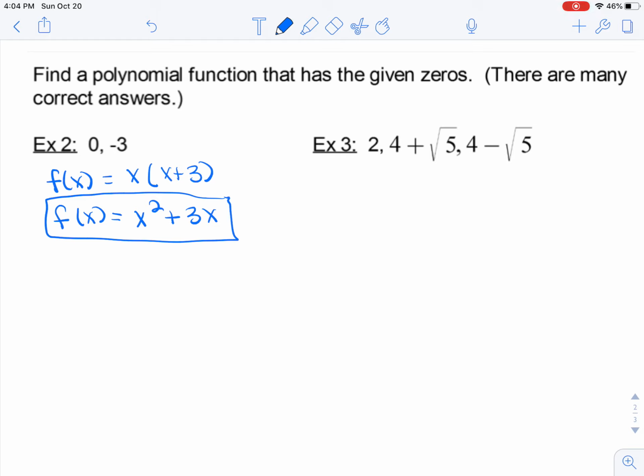If you look at example 3, this one's a little bit more complicated. So I would get for my function, if I have these 3 zeros, so I have 2, 4 plus square root 5, and then 4 minus square root 5. So that would just mean that I would have x minus 2. And then x minus 4 plus square root 5.